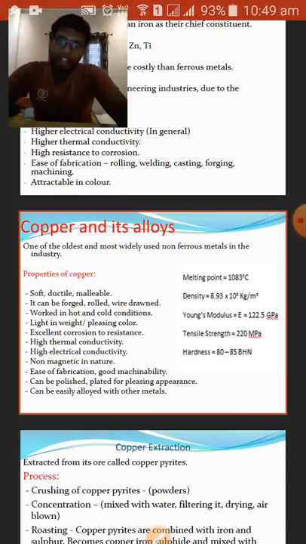After that, aluminum came, which man started using nearly 1,000 years back. After that, steel came, which the present generation is using. And now the modern generation is using glass.